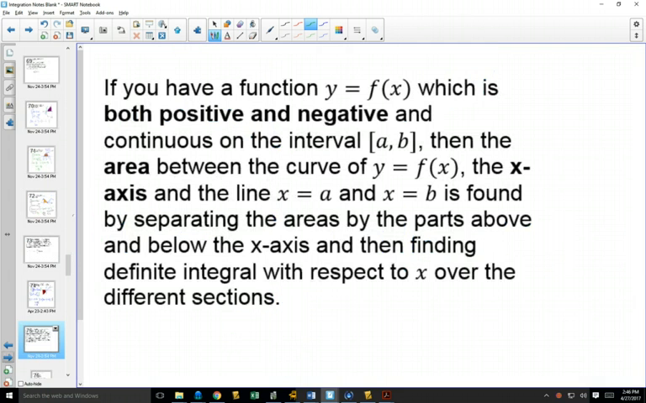So we've had some questions that were only positive, they were easy. Some parts where the area was only negative, we could just take the absolute value. But we haven't done any questions which say find the area between the curve and the x-axis where part of it's positive and part of it's negative.